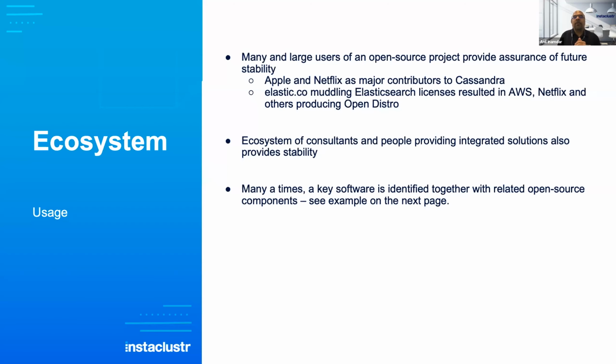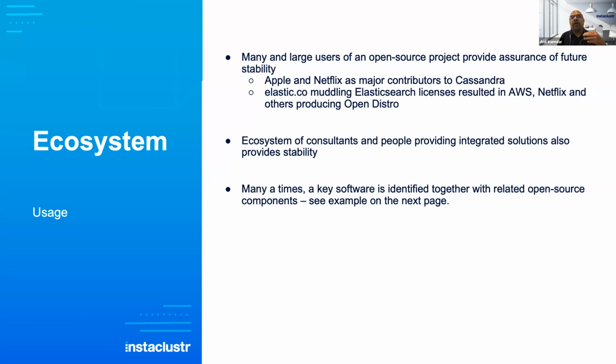So, ecosystem. An ecosystem is healthy if many large corporations are contributing to the open source projects. They can provide assurance of future stability. Example I already gave you, Apple and Netflix are major contributors to Cassandra. So it's going to remain stable and reliable for quite some time.